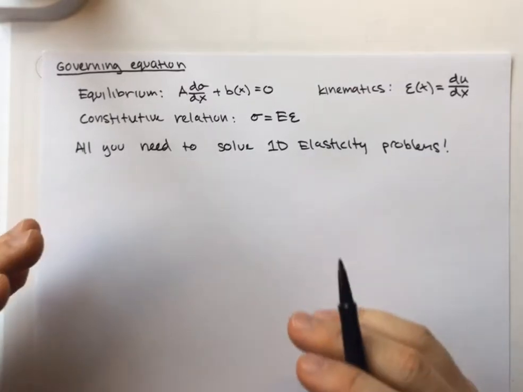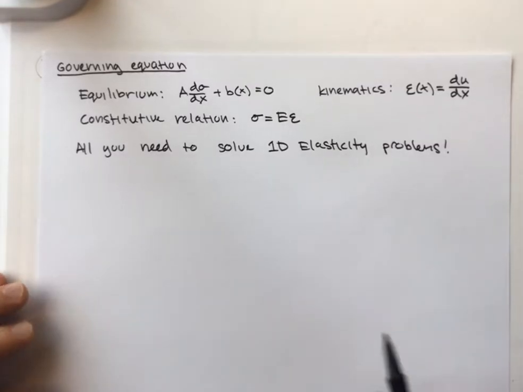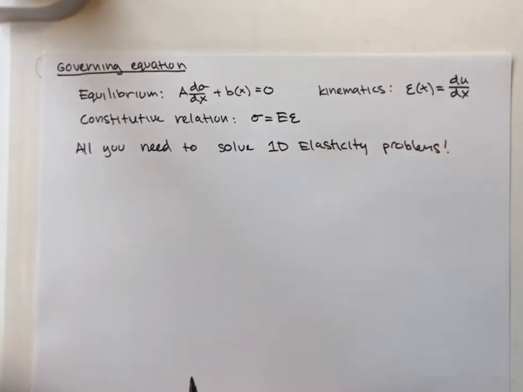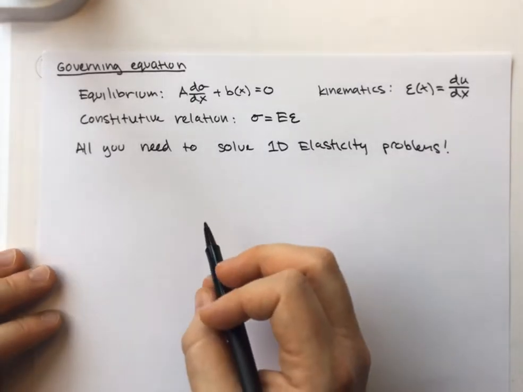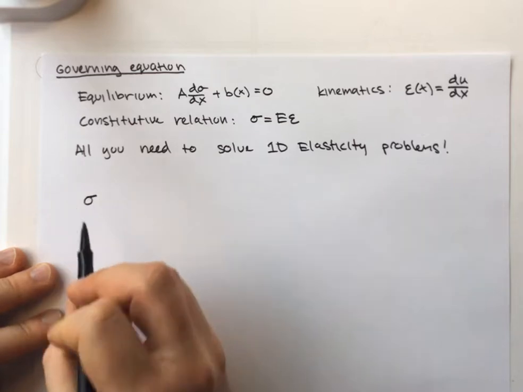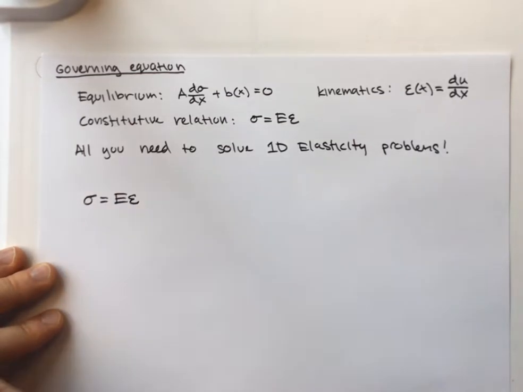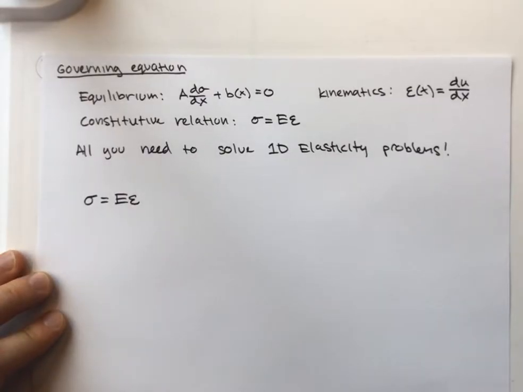But we can get it into a somewhat simpler form that's going to help us. And that's what's going to be our governing equation. What we're going to do is combine all three of these expressions so that we have some relationship between external displacements and external forces. The fastest way to do that is to start with stress, which is equal to the elastic modulus times the strain.